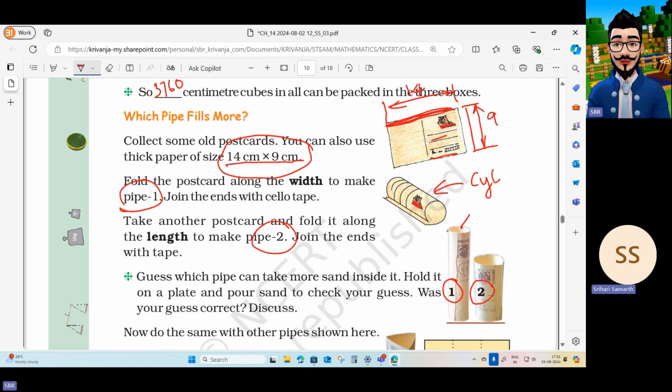This is 14 centimeters, right? That's actually correct. Don't say that. They might be watching you. This is 14 centimeters, right? And what is the height of this pipe 2? 9 centimeters.